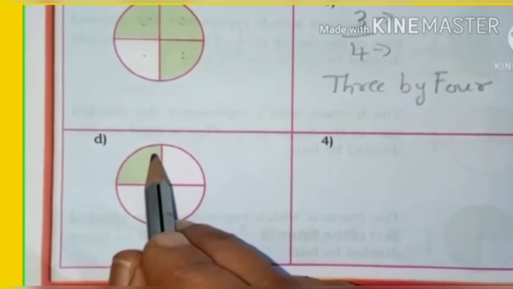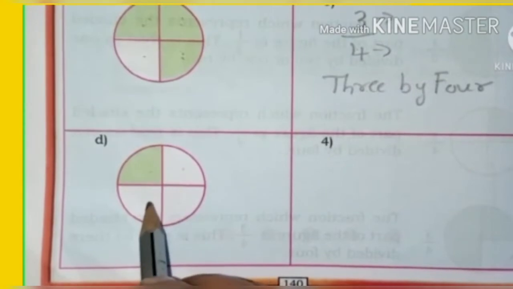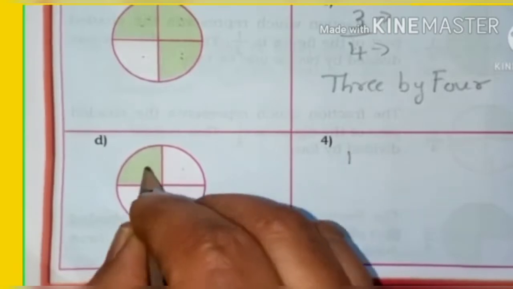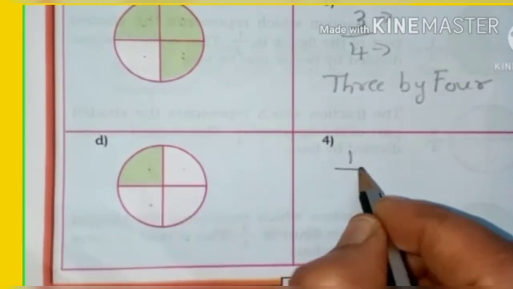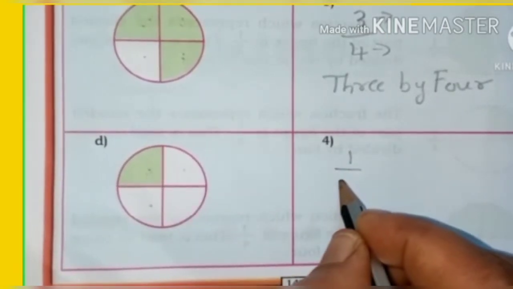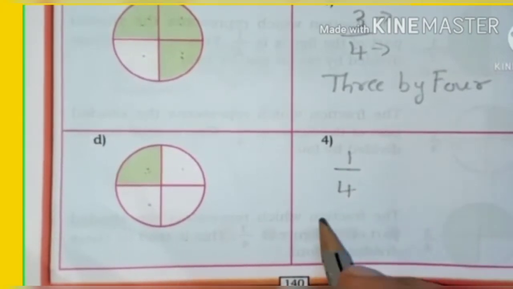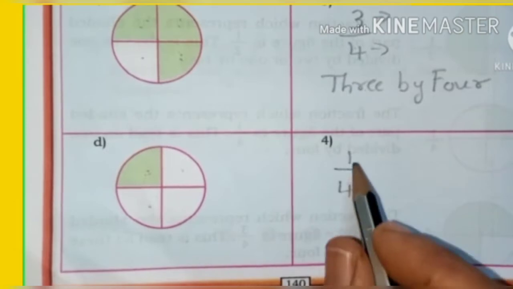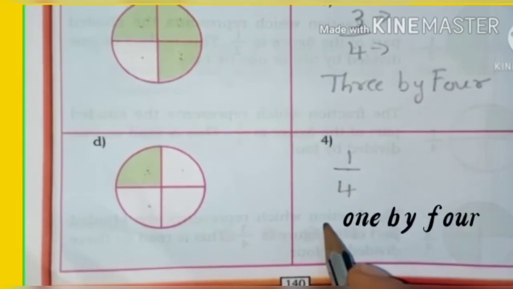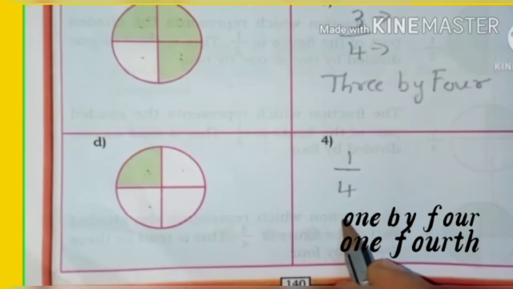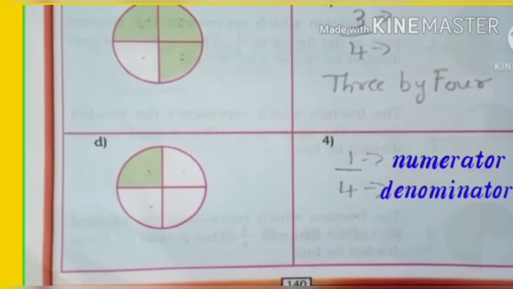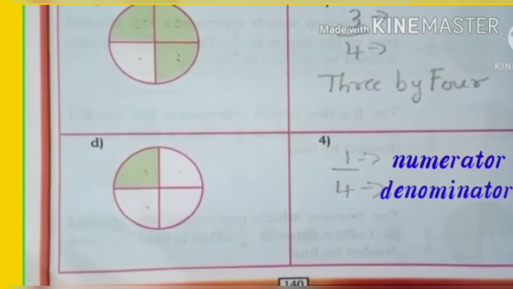Let us observe the fourth example. The figure has 4 equal parts in a whole and one part shaded. So, the fraction which represents the shaded part of the figure is 1 divided by 4. This is read as 1 by 4, or 1/4, or quarter. And here 1 is the numerator and 4 is the denominator.